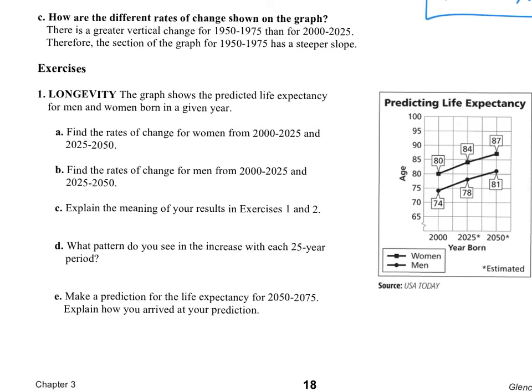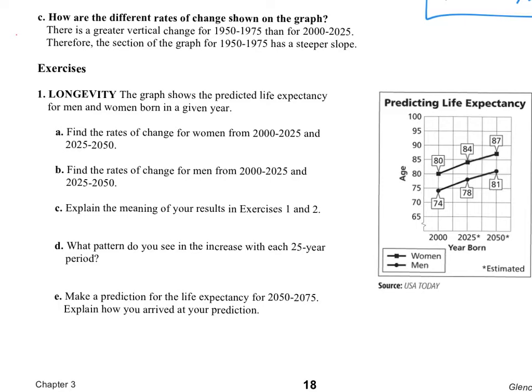Okay. So we've got a graph here at the right that shows us life expectancy for men and women. Apparently women are living longer than men are expected to, at least, so good news for some of us. Not so good news for the rest of us. Anyway, it says find the rate of change for women from 2000 to 2025, and then again from 2025 to 2050.